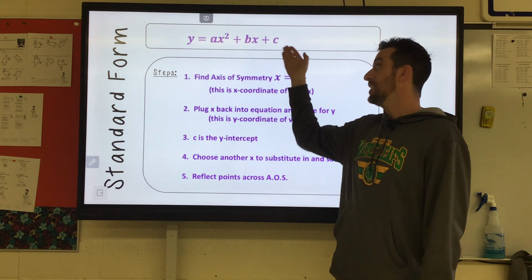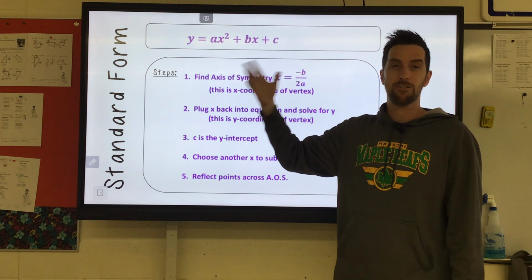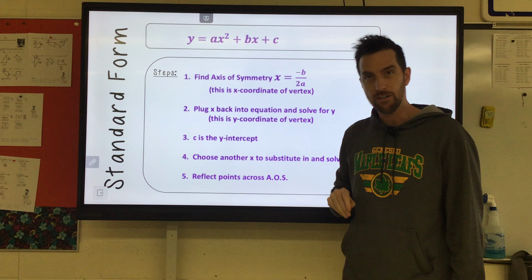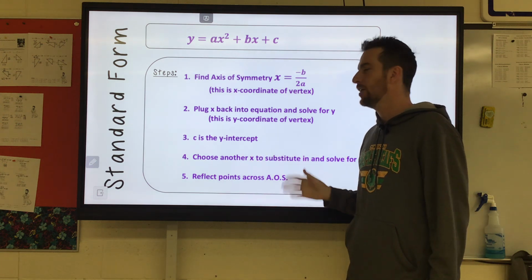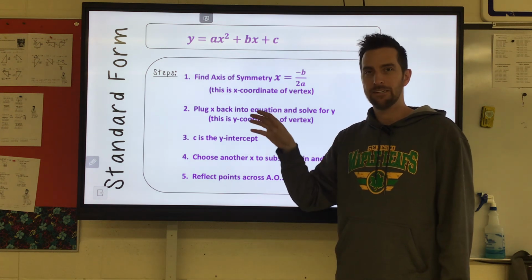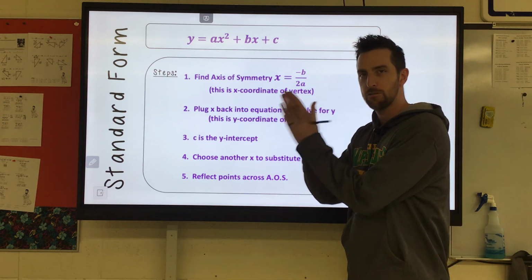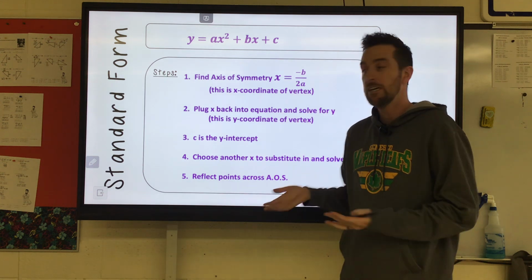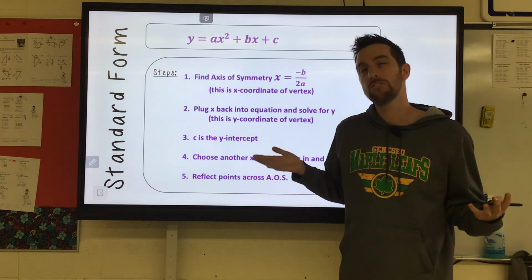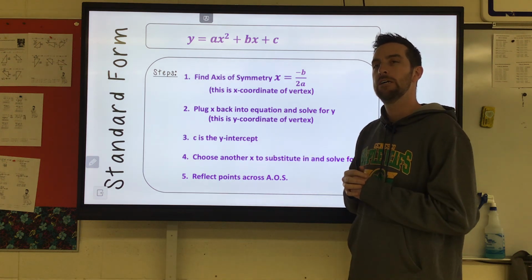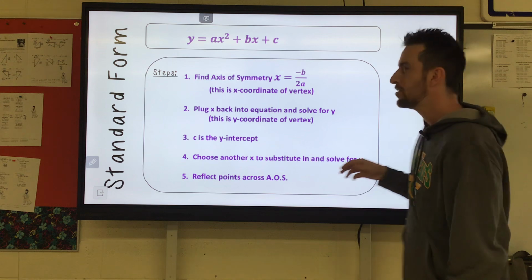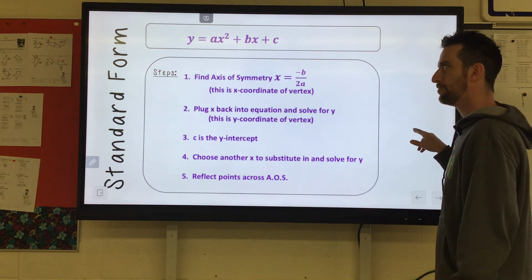If they have a c, a number without an x, that's your y-intercept, so you can plot that point as well. Then you choose another x to substitute in, solve for y, get a corresponding point, and then we reflect those points across the axis of symmetry. Here are the steps. We breezed through them. It's going to be more applicable when we actually start doing the problems.